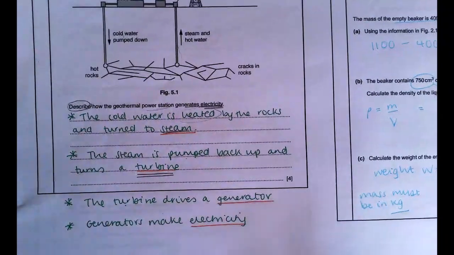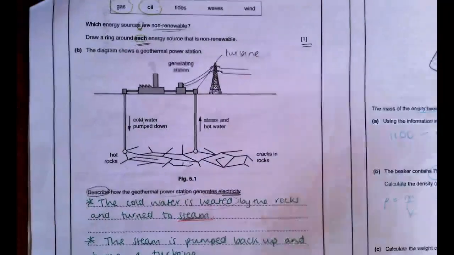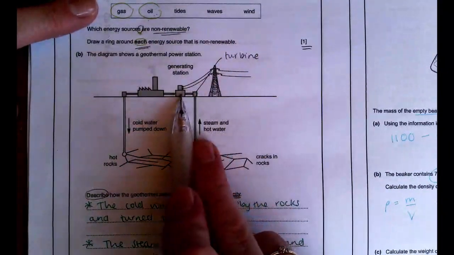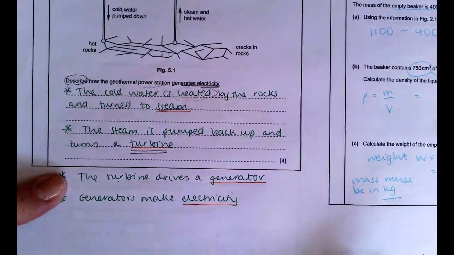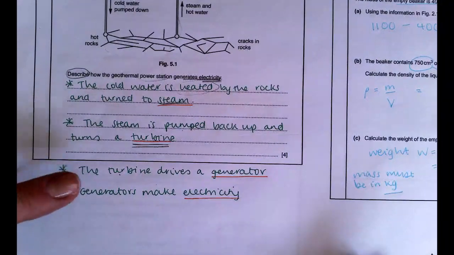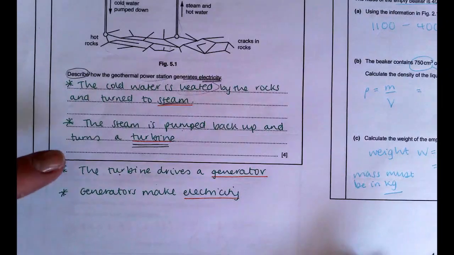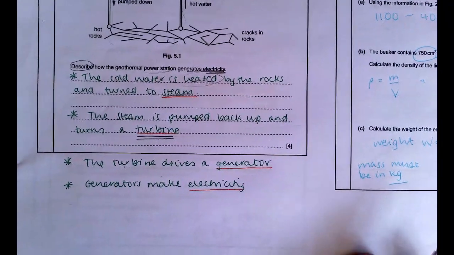That's the word we're looking for. That turbine is connected to a generator. So that's the third bit. The turbine drives a generator. And then the fourth bit is for saying that you know that generators make electricity.